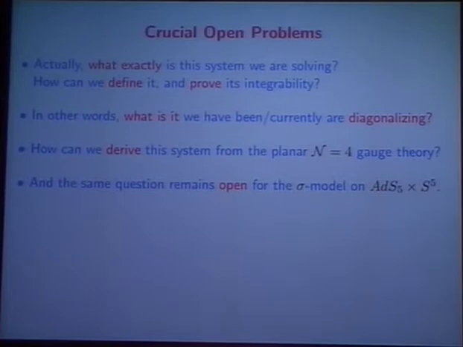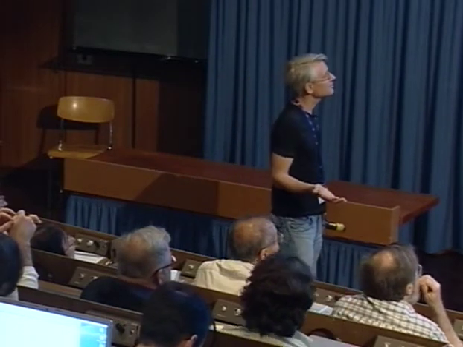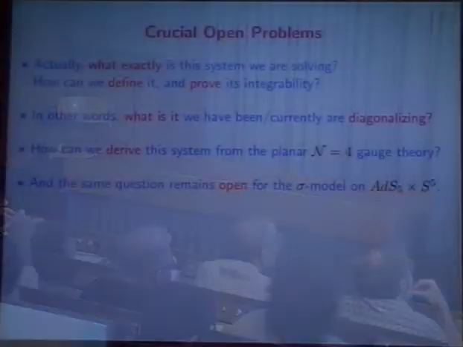So anyway, apart from actually solving it, and it's very likely that the thing will be solved before we understand what we have been solving, we should really understand what we are solving, have been solving, and are continuing to solve. What are we actually diagonalizing? We don't even have the full two-loop dilatation generator, only in some sectors. We don't have the full thing. So what is this system? How does it emerge from the gauge theory? How does it emerge from the sigma model?